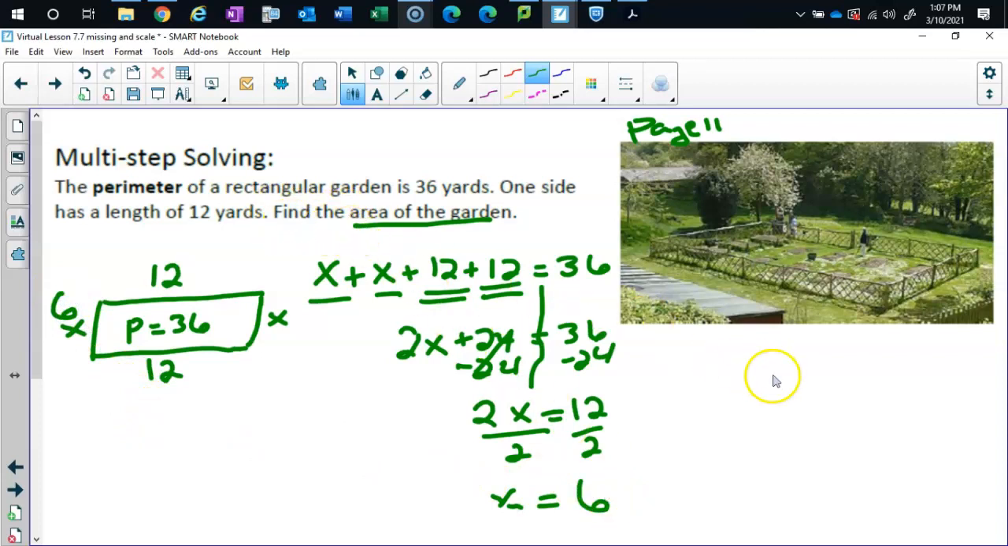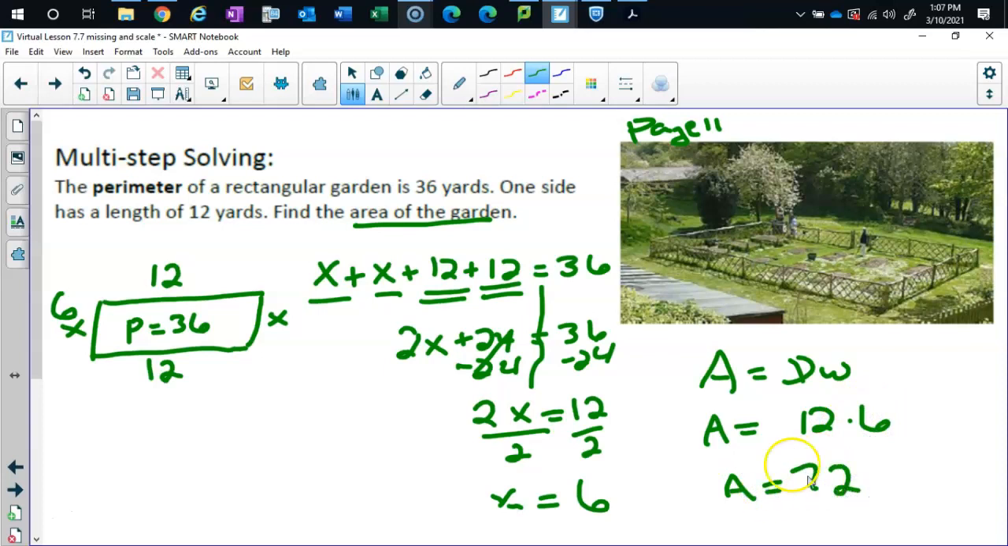We want to find the area of the garden. Well, area is length times width. So area is going to be 12 times 6, which is 72. And what will the label be? We're talking yards, square yards.